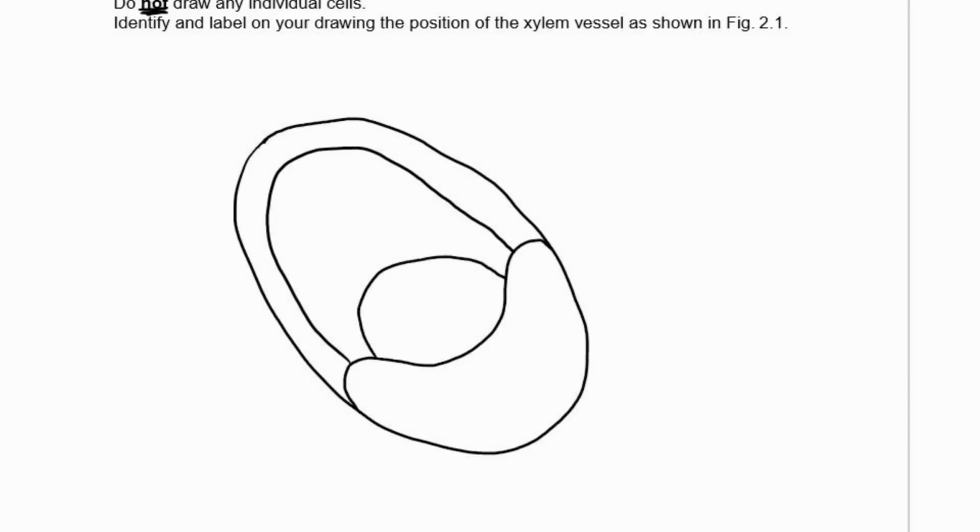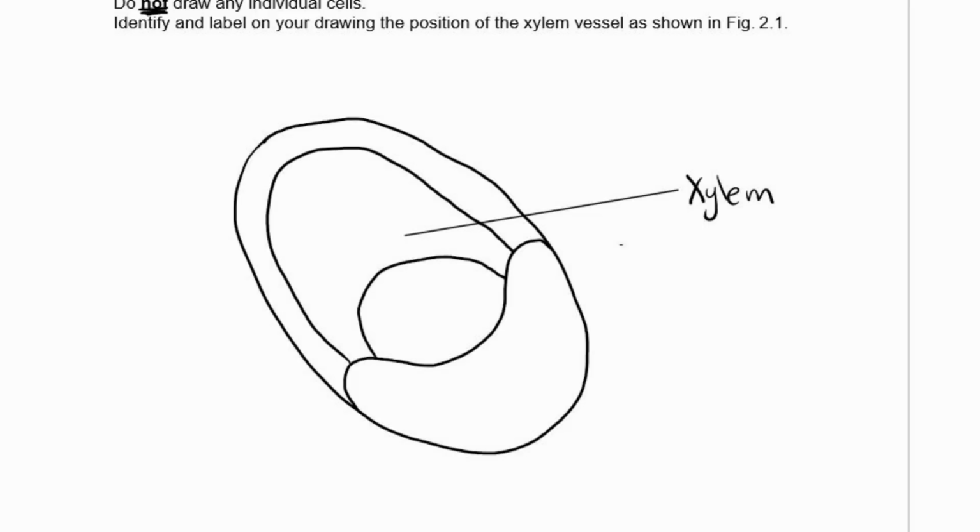And this says, identify and label on your drawing the position of the xylem vessel, as shown in figure 2.1. So the xylem vessel was here. Okay, but you haven't drawn in one xylem vessel, that's where the xylem is. So you could just say it's xylem. All right, so that's the xylem. That's all that you need for this diagram.